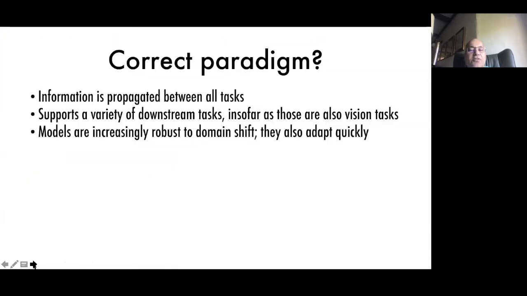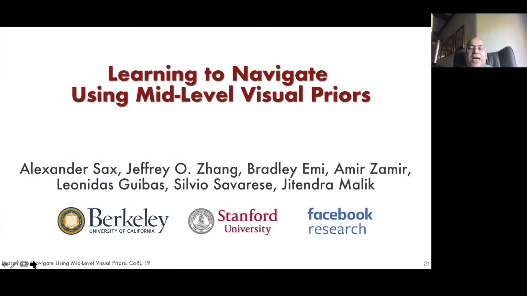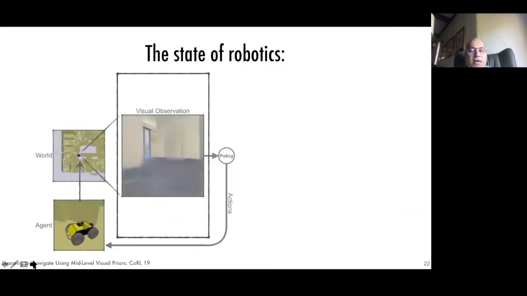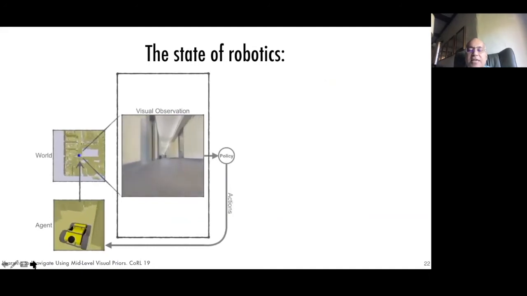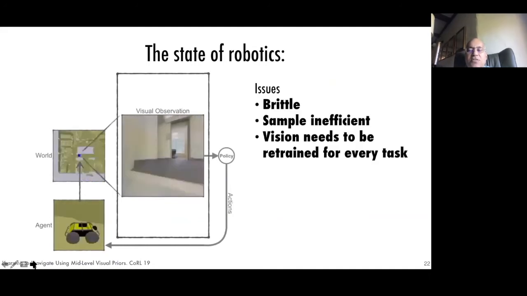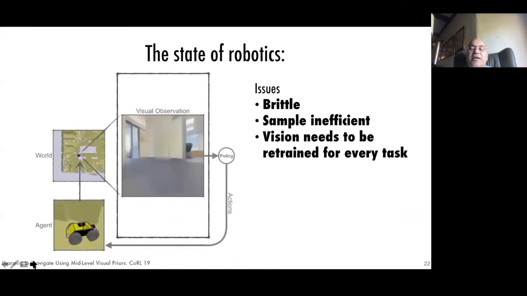Okay, so now I'm going to try to get to action, which is what this workshop should care mostly about, because this is robotics. So we are dealing with the navigation problem, and this is a paper which was presented at CoRL 19. So we have a world, an agent, and then there's a policy trained in the paradigm of pixels to torques, which is critiqued as brittle and sample inefficient.